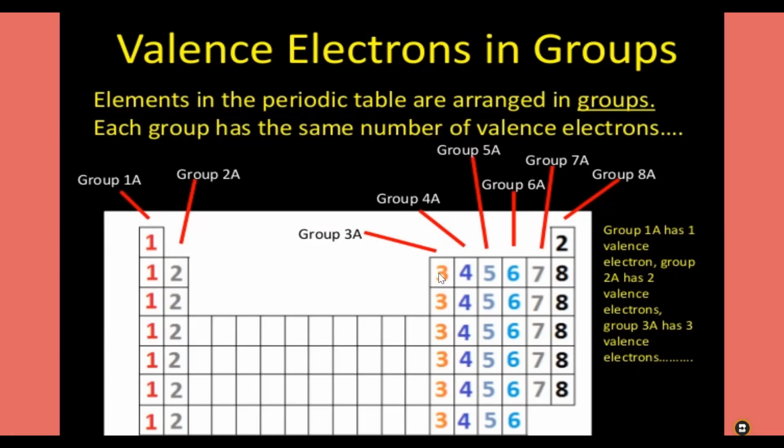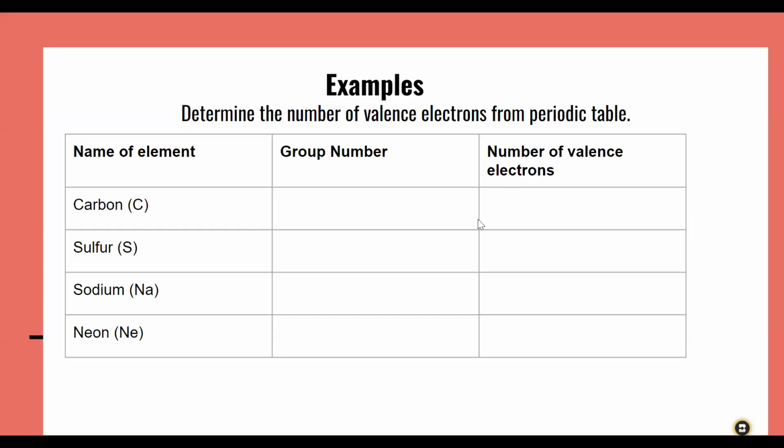If an element is in group 3A, it means the valence electrons is 3. Group 4A means every element here has 4 valence electrons. Group 5A, 5 valence electrons. Group 6A, 6 valence electrons. Group 7A, 7 valence electrons. Group 8A, 8 valence electrons, except helium. Helium doesn't have 8, but it's in group 8. Okay. Pause the video and see if you can do this before we do it together.